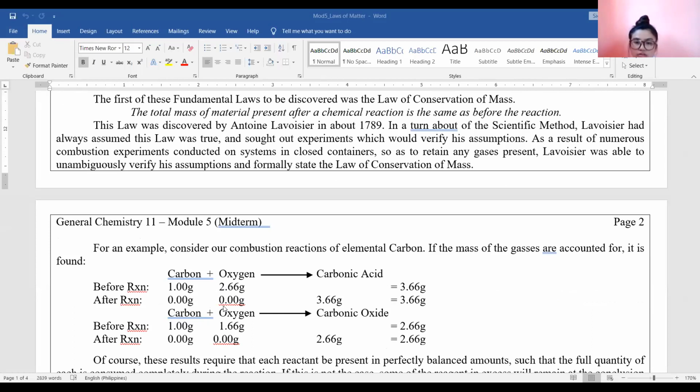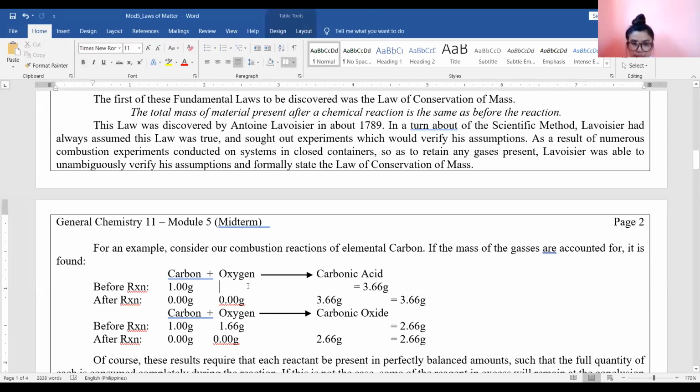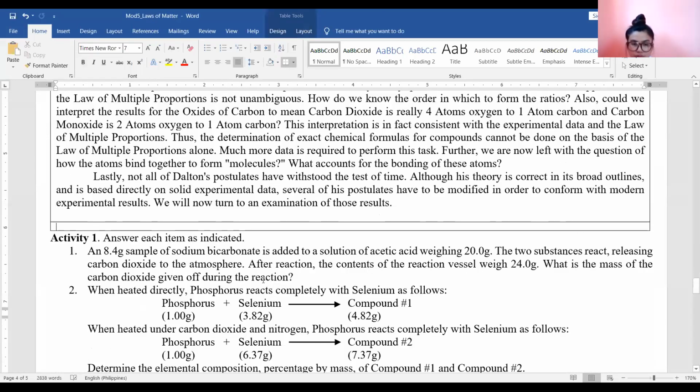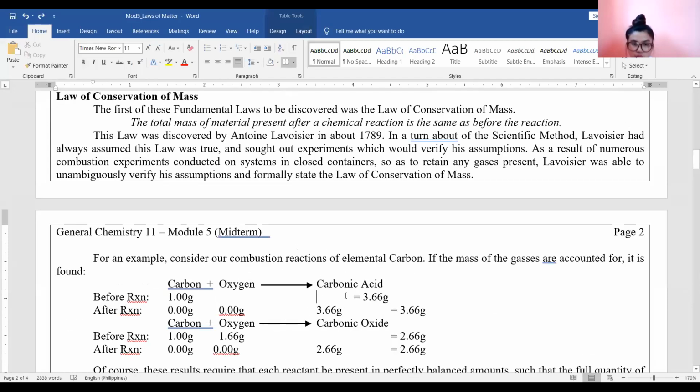Assuming that I delete the mass of oxygen here, class, and I write X, what do you think will be the mass of oxygen? What is the value of X knowing that the compound is 3.66 grams and carbon is 1 gram? A simple subtraction will do, class. 3.66 minus 1. So therefore, this is 2.66 grams. So it's just as easy as that, class.